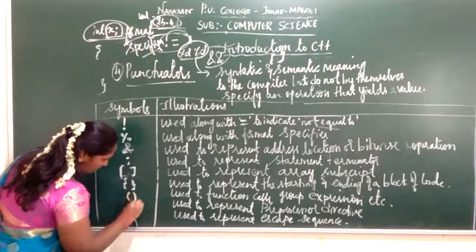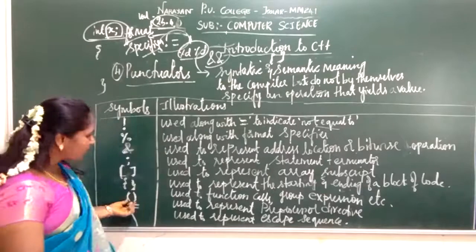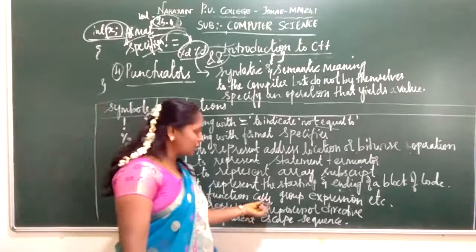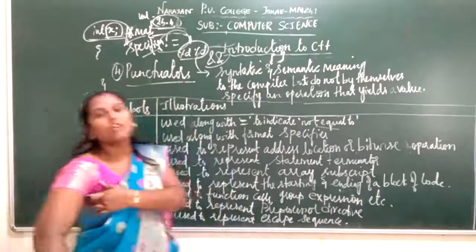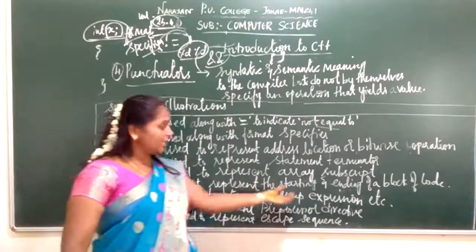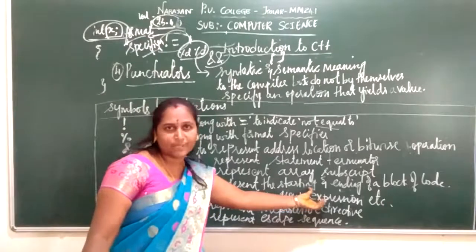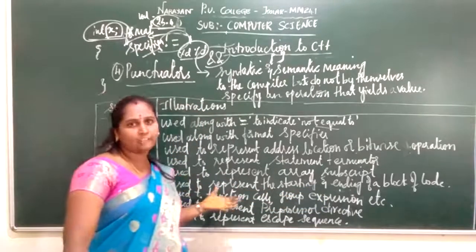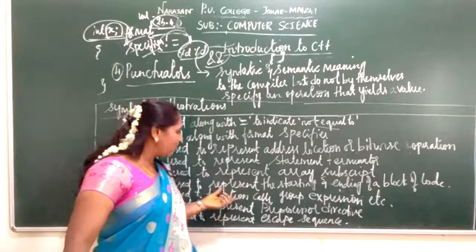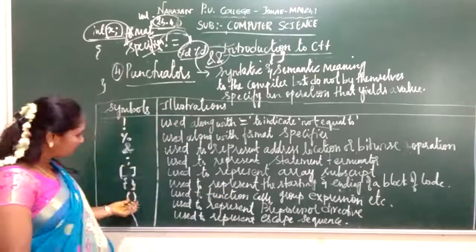Next you have parenthesis. This parenthesis is used for a function call or a group of expressions. If you want to call a function or express some particular group of expressions, then you are going to use this. While doing programming, you should understand each and every symbol of the punctuator.